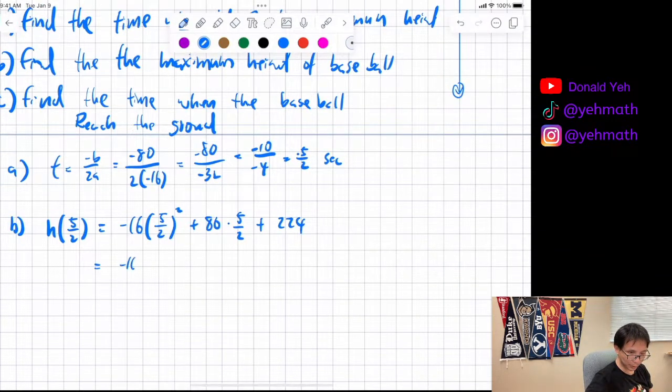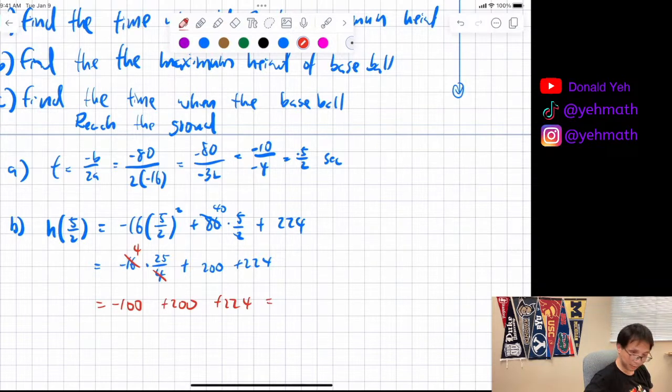Just expand it like you normally would. So 25/4, and you're like, this is so hard. It's not. This is going to be 40, so it'll be 200 plus 224. And this simplifies down to 4, so it'll be -100 plus 200 plus 224, and that's equal to 324. It's not hard math, it's just fractions. In calculus next year, you're going to deal with harder things than this. So this is the maximum height.